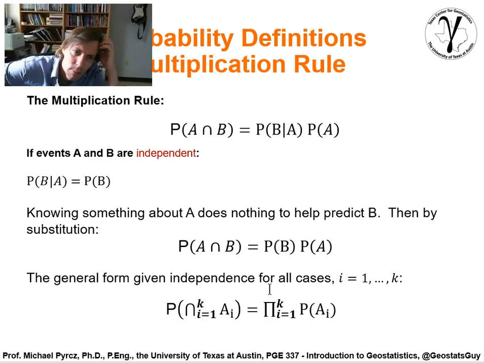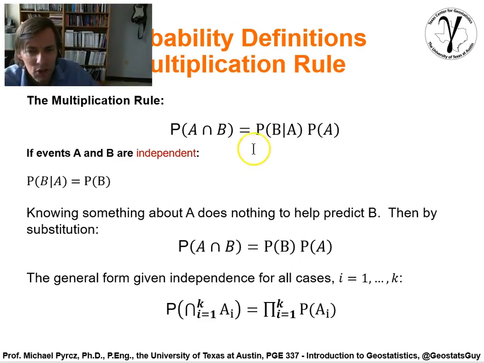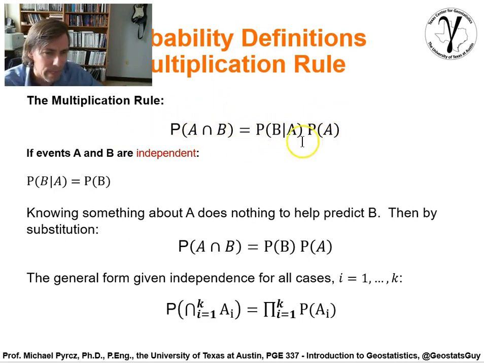Okay, let's talk about the multiplication rule. We had already shown that the conditional probability B given A is equal to the joint of A intersection with B, divided by the probability of A. So we can manipulate the equation and we get this multiplication rule: the joint of A and B is equal to the conditional times the marginal.